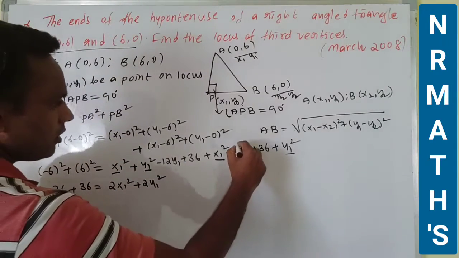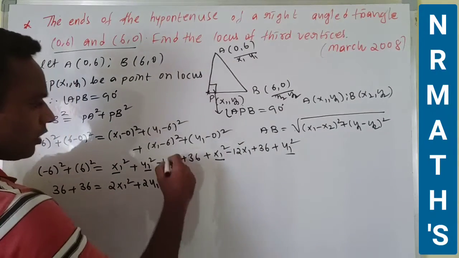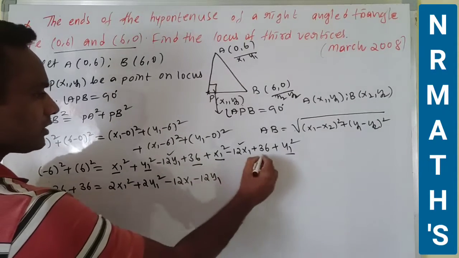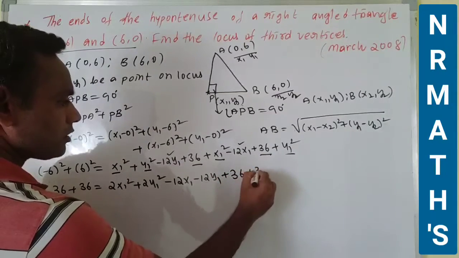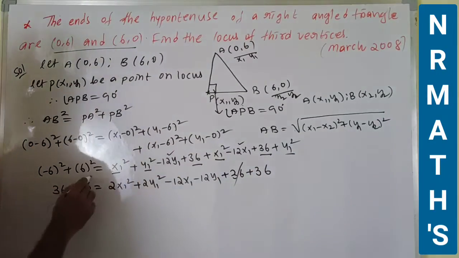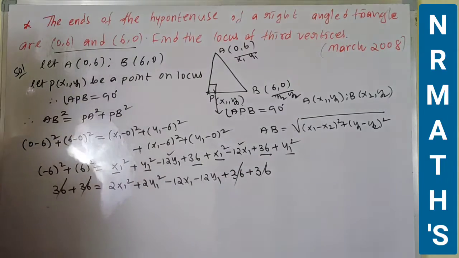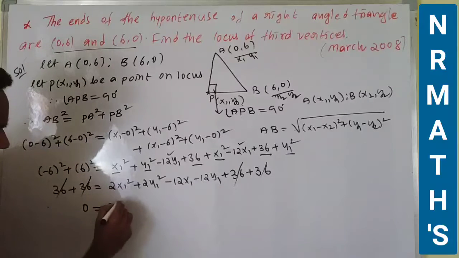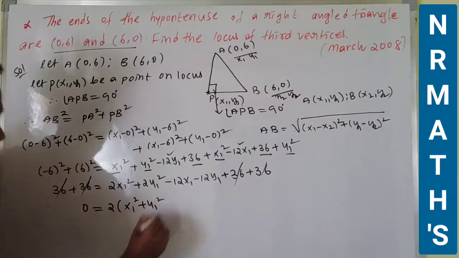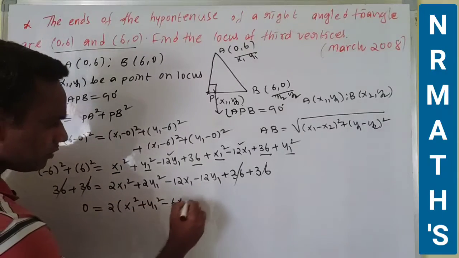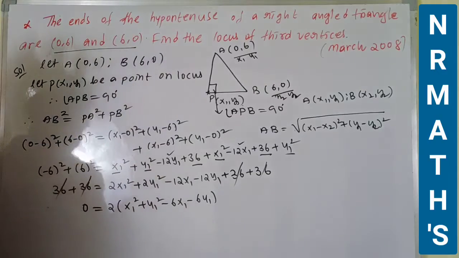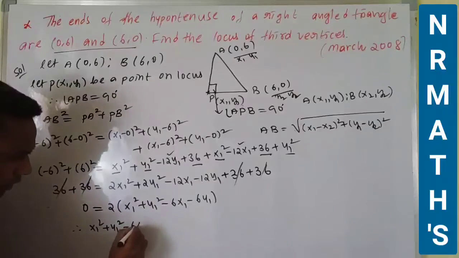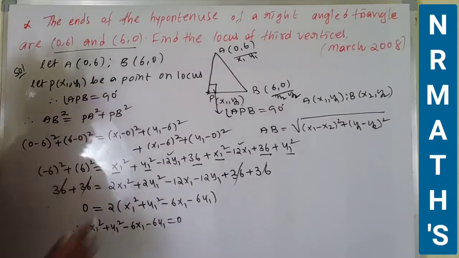Now the x coefficient is minus 12x1, and the y coefficient is minus 12y1. Now the constants are plus 36 plus 36 on both sides, so they cancel. Now the remaining is 0. Here 2 is common: x1 square plus y1 square minus 6x1 minus 6y1 is equal to 0. This is the required equation.